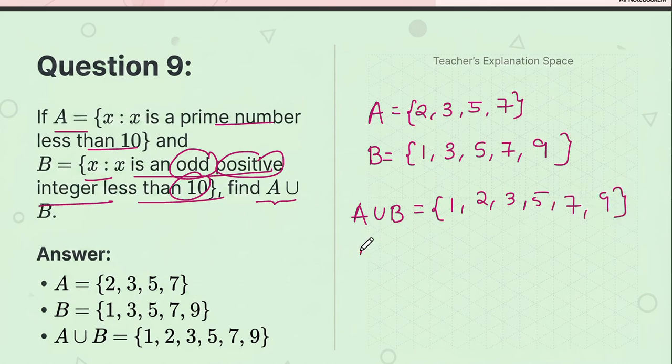Now suppose you have to find A intersection B. What is the answer of A intersection B? A intersection B means only the common elements we have to write down. So what are the common elements? 3, 5, and 7. In the intersection, only these three elements will come. Okay. So this is the intersection part.